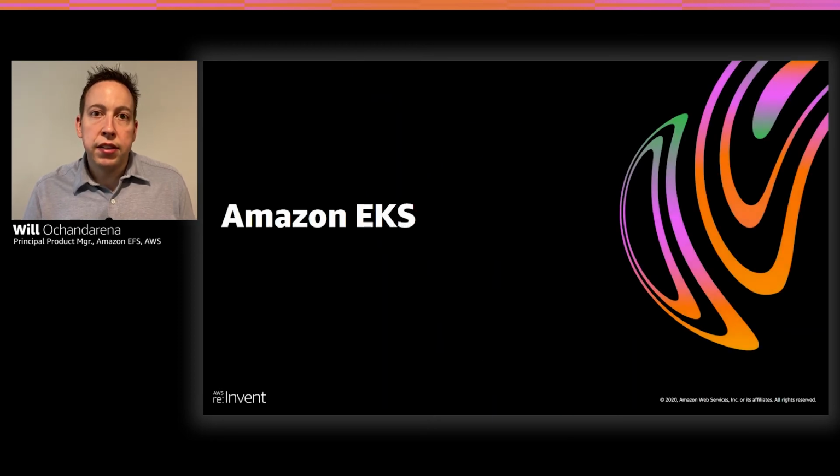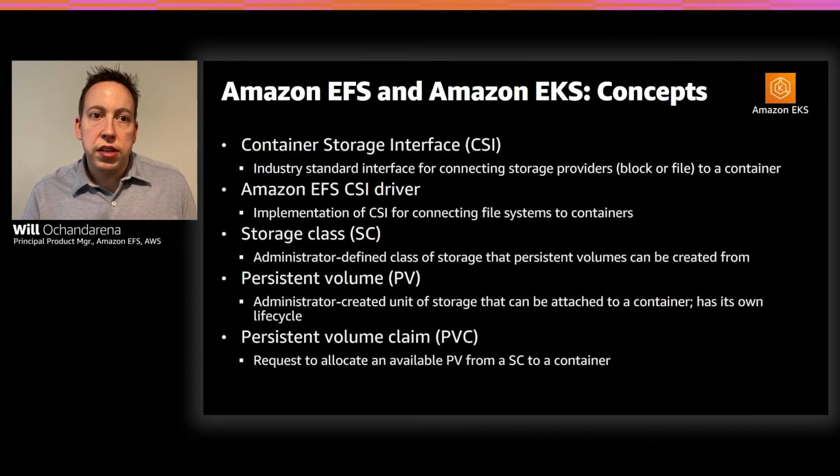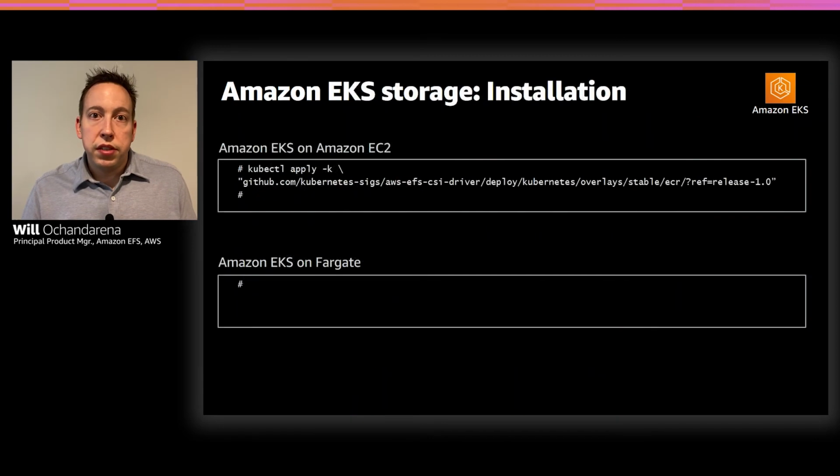Now on EKS, there is a framework called the Container Storage Interface, or CSI. And EFS has a CSI driver which allows all of the tooling and APIs that speak CSI to speak to EFS. So the way that you would interact with EFS is in terms of a storage class, a persistent volume, and a persistent volume claim. And the easiest way to explain this is just to walk through an example. So first, for installation, there's a single command that you would use to install the driver if you're doing EKS on EC2 instances. With Fargate, we take care of that for you.